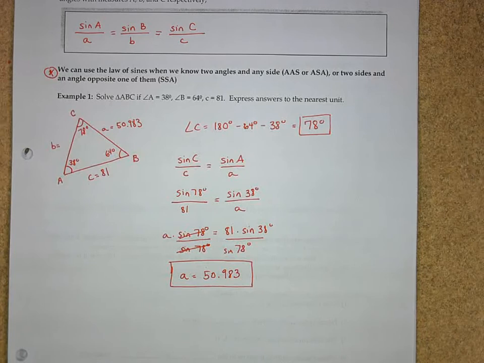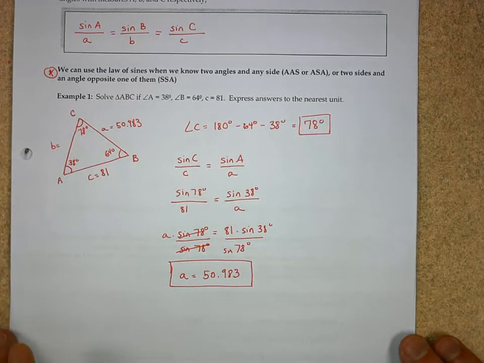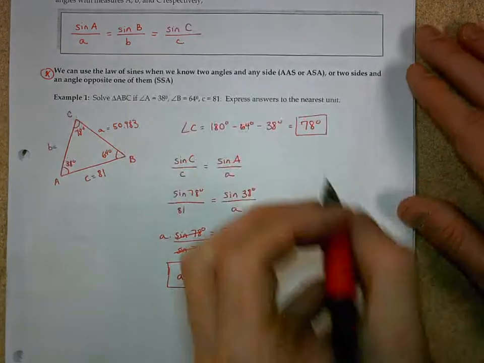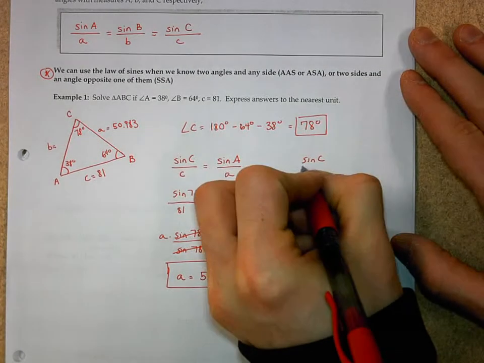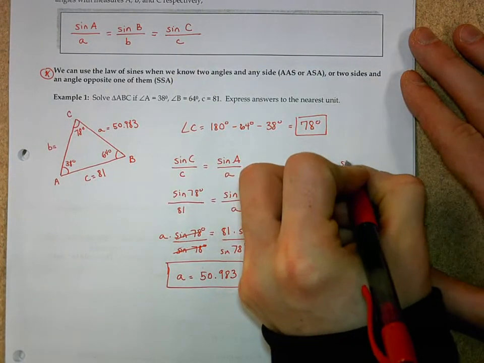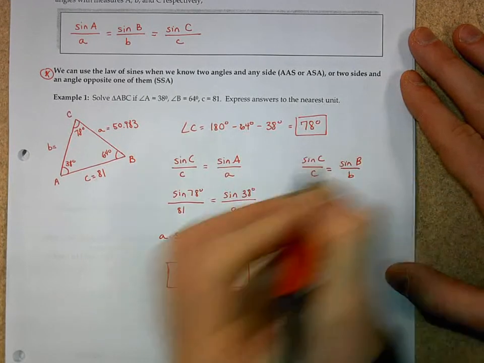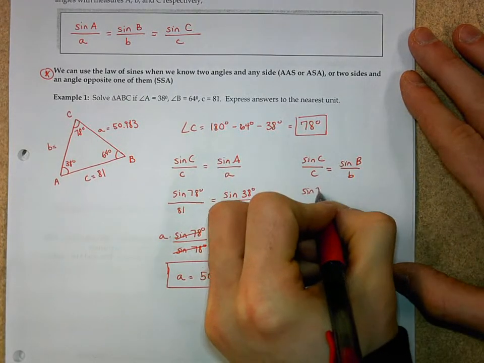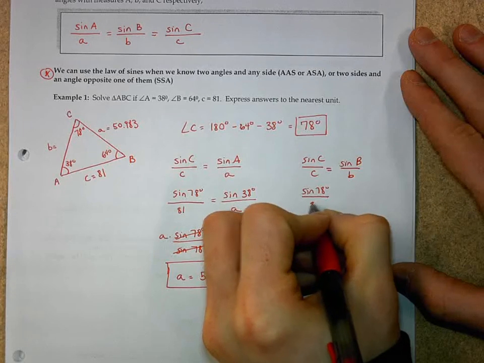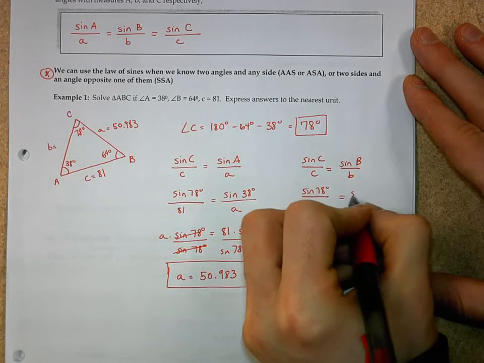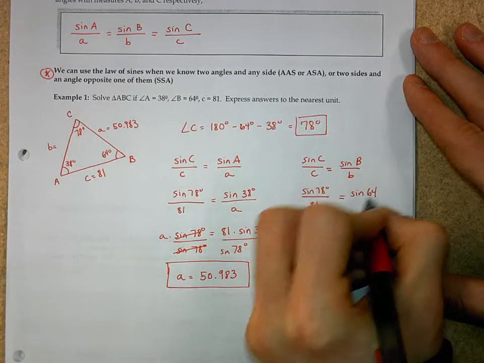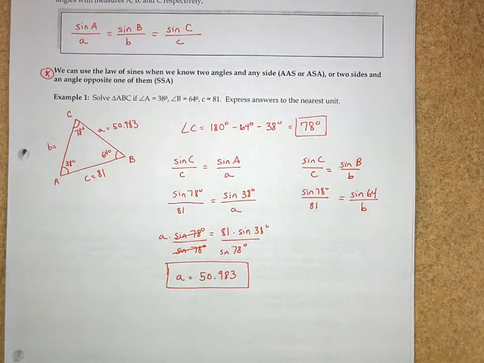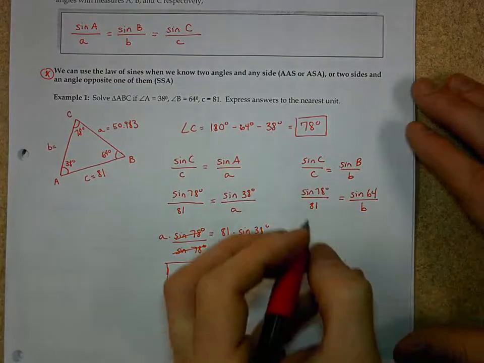I mean, if we look at our answer, we're going to see that they're very close because we rounded 3 decimal places. But it's good math practice to use the exact values we know. So we'll use sine of C over C is equal to sine of B over B. So the sine of 78 over 81 is equal to the sine of 64 over my unknown, which is B.